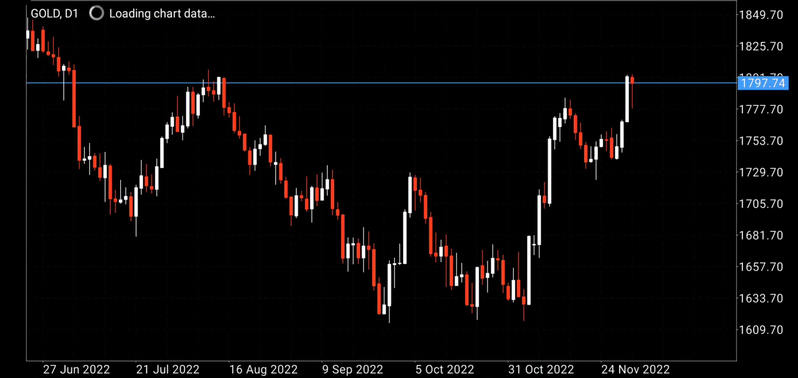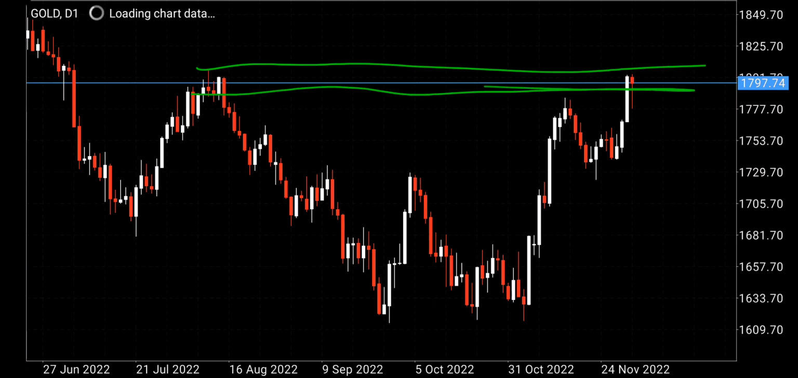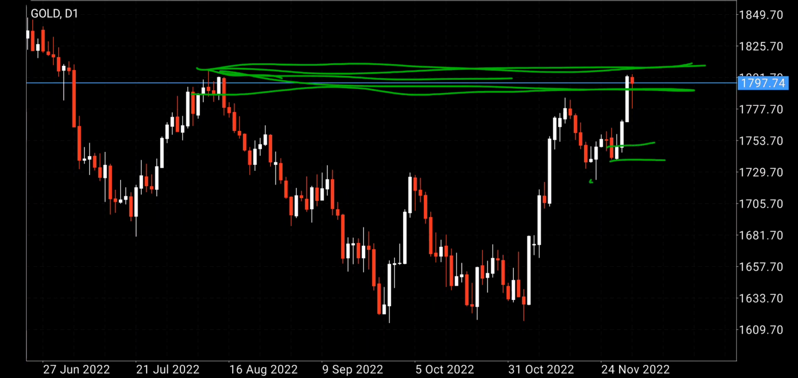Let's do the daily chart. So the daily chart is like this, and we are inside daily area of resistance there, and this is the daily area of support, and this is our bullish trend line, right?